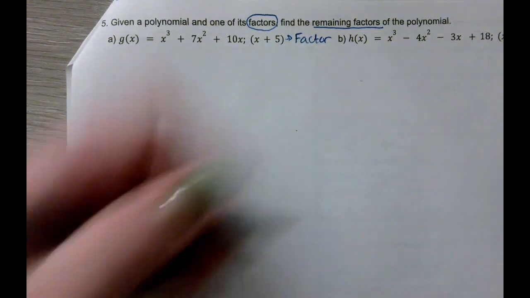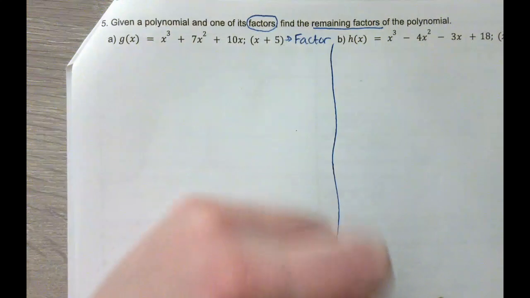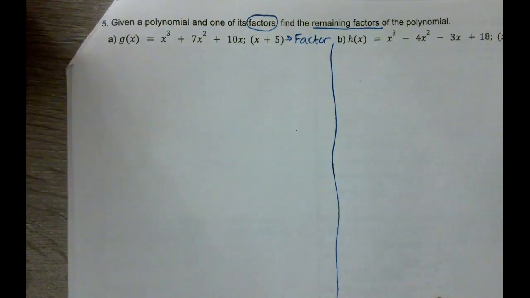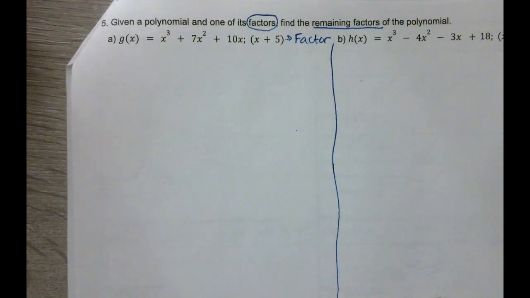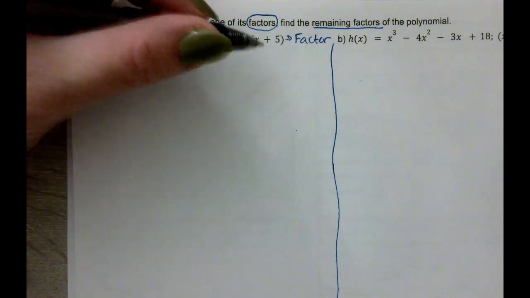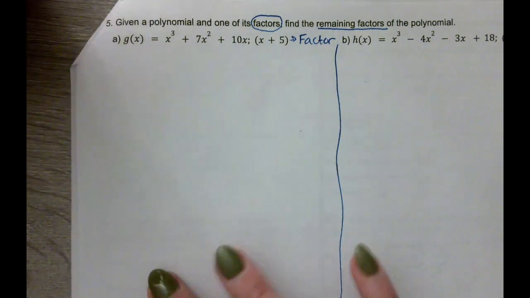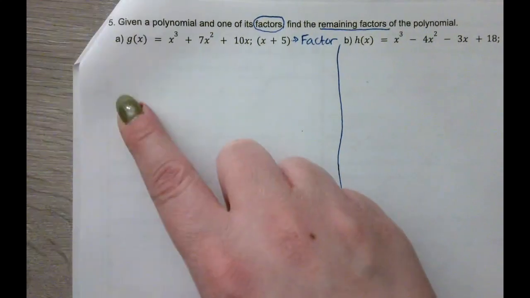Okay. We create a little bit of separation here. So, first thing off the bat you do is synthetic division. We have an x cubed. We can't factor that, so that's why they give us the x plus 5. So, let's set up our synthetic division.